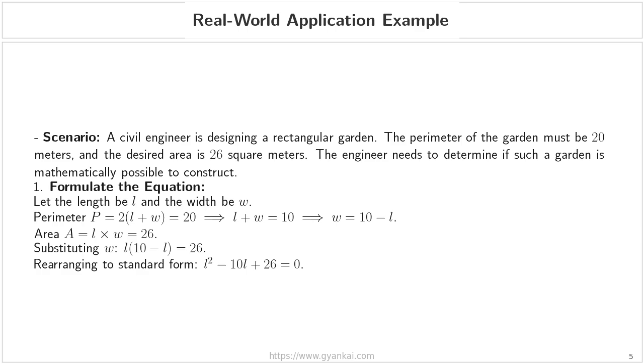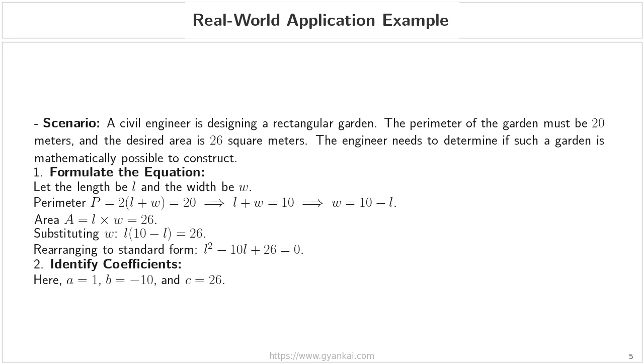Next, we use the area formula, where area, A, equals L times W, which must equal 26. By substituting our expression for width into this equation, we get L times the quantity 10 minus L equals 26. Distributing the L gives us 10L minus L squared equals 26. Now, following the important step we discussed in the previous slides, we must rearrange this into standard form. By moving all terms to one side, we arrive at L squared minus 10L plus 26 equals 0.